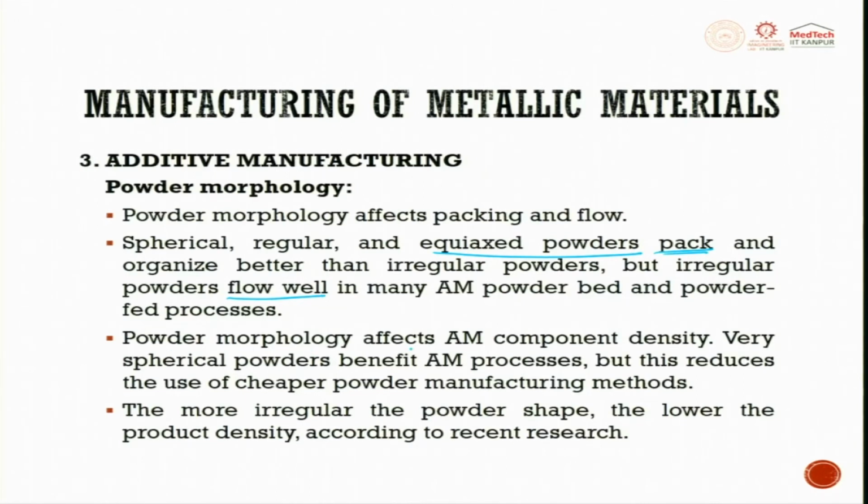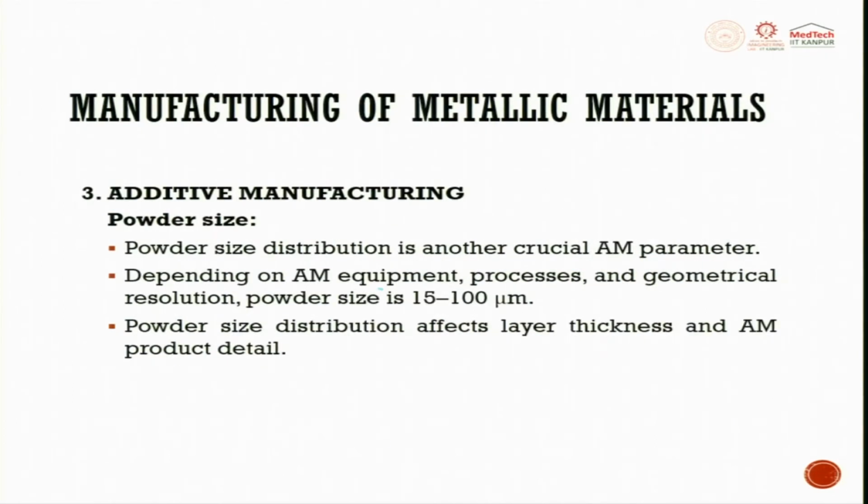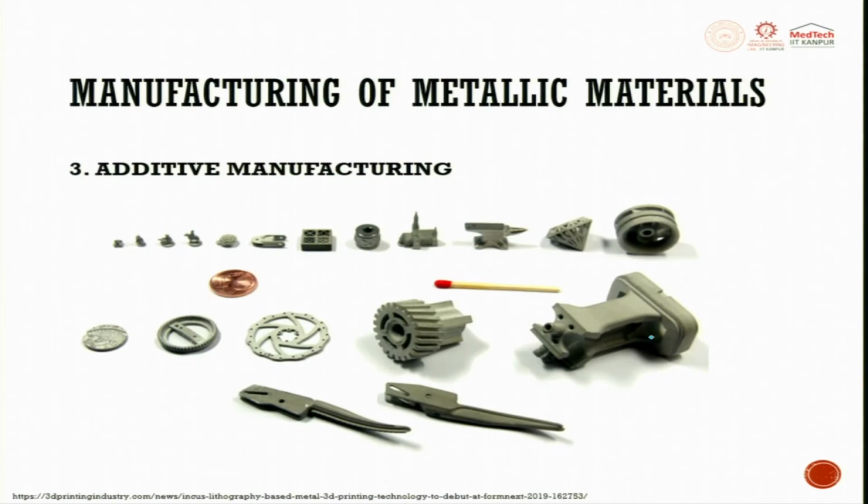The powder morphology affects additive manufacturing component density. Very spherical powders benefit the additive manufacturing process, but this reduces the use of cheaper powder manufacturing methods. If you want to have all spherical, then your powder production process becomes expensive. The more irregular the powder shape, the lower the product density, according to recent research. The powder size distribution is another crucial additive manufacturing parameter. It generally varies from 15 micron to 100 micron. The process and the geometric resolution depend upon the powder size. Powder size distribution affects layer thickness and also product detailing in additive manufacturing.